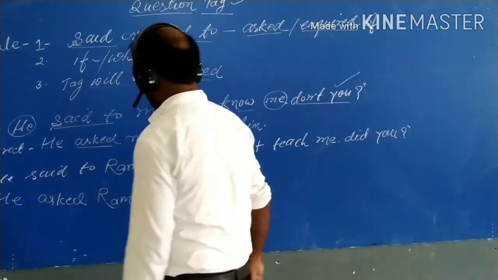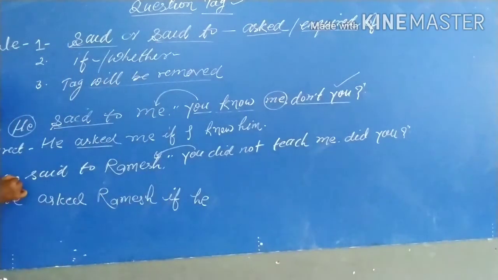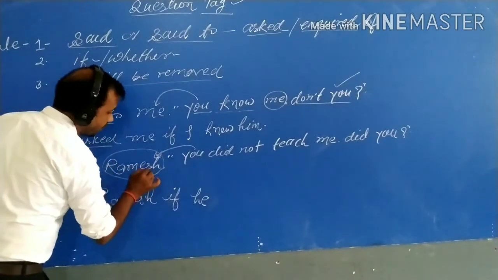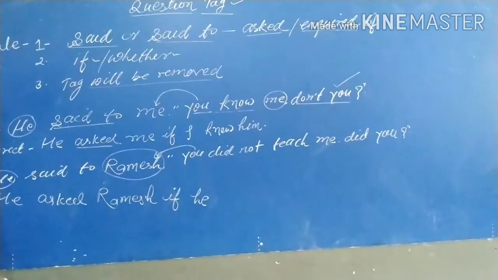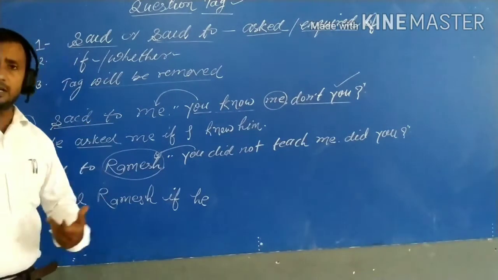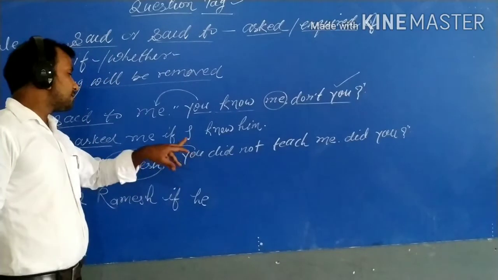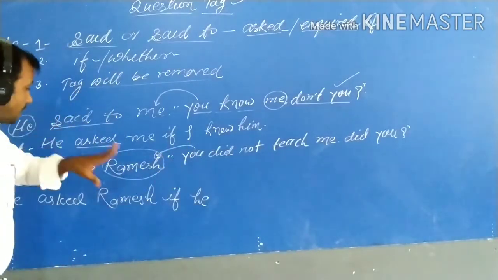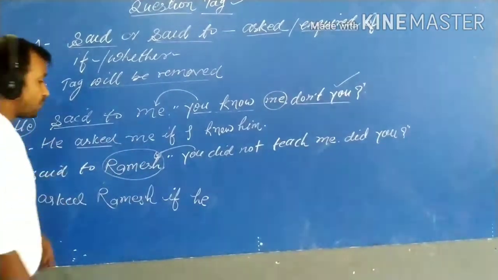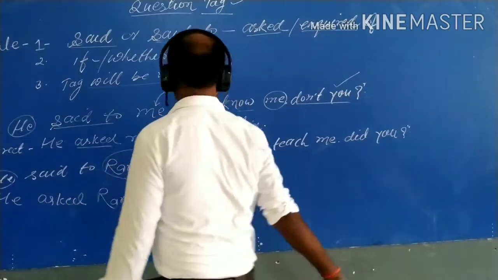here "he". But one more thing, student, just watch: "he" is given here also, and Ramesh is a proper noun. Then there is a problem. How can we convince the examiner, the teacher, that you changed "you" according to the object of the reporting verb or according to the subject of the reporting verb? That's why we have to write Ramesh in brackets.